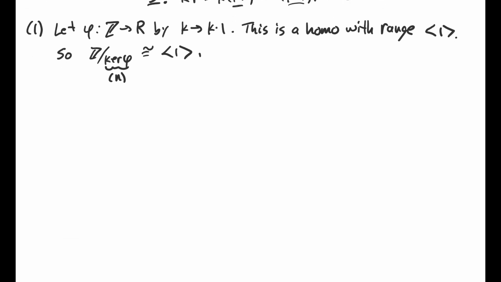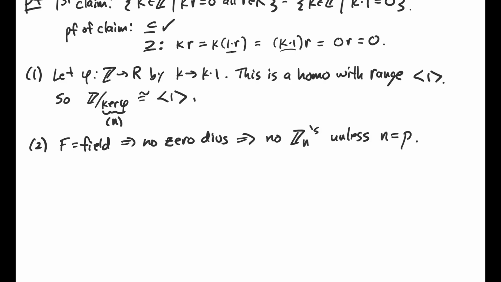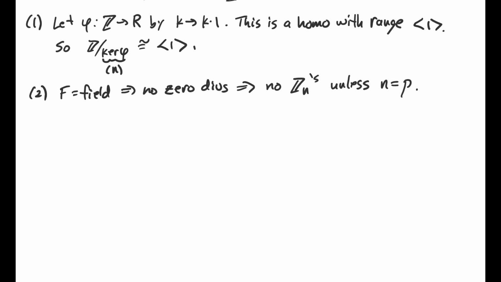Part 2. If we're dealing with a field, then of course there are no zero divisors. That means if there are no zero divisors, then we can't get a Z mod n appearing as the thing generated by 1, unless, of course, that n happens to be prime. So that's that. Number 3.